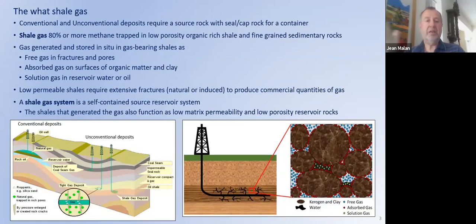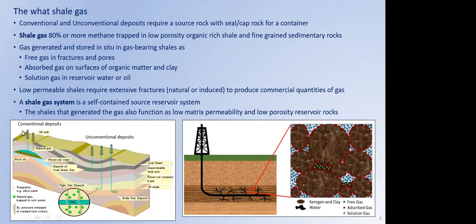What is shale gas? On the lower left, conventional oil and gas in pools deals with a source, a trap and a seal. Shale gas is definitely different because you're looking at the shale acting both as reservoir as well as the source, and in a way the seal. Shale gas is at least 80% or more methane, and it's trapped in low porosity, organic rich shales and fine grained sedimentary rocks.